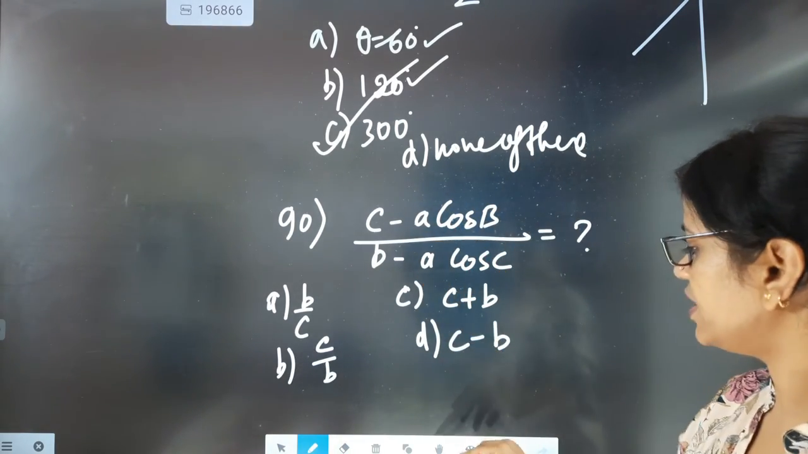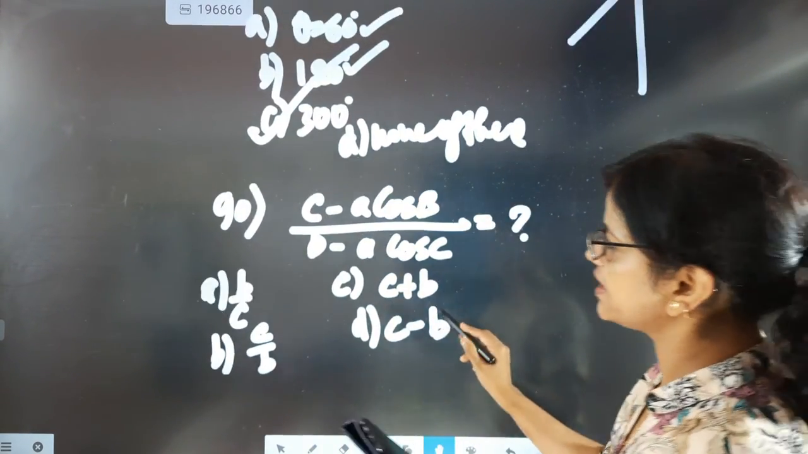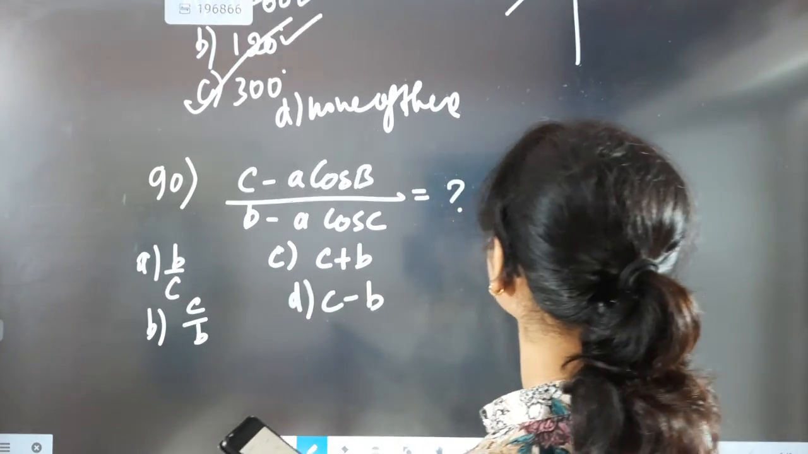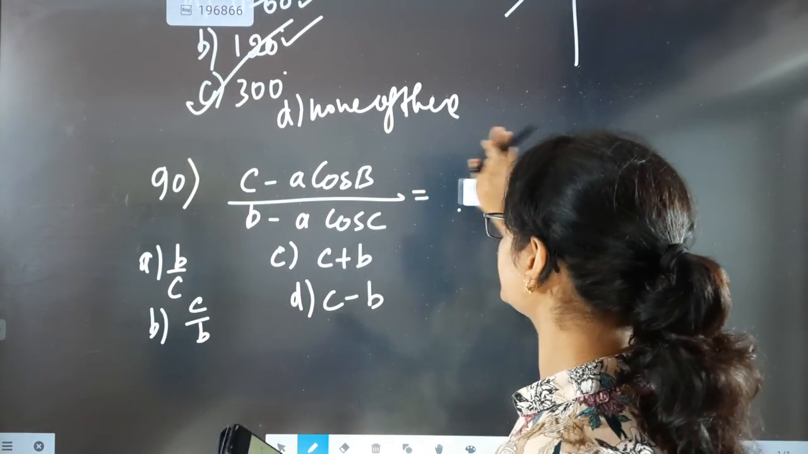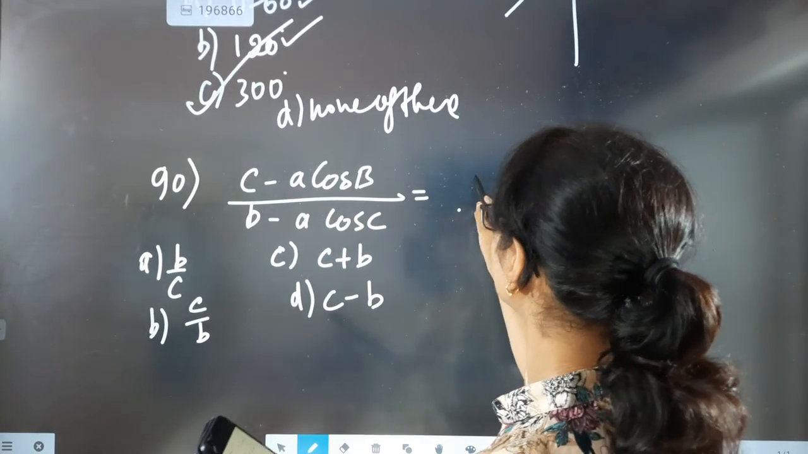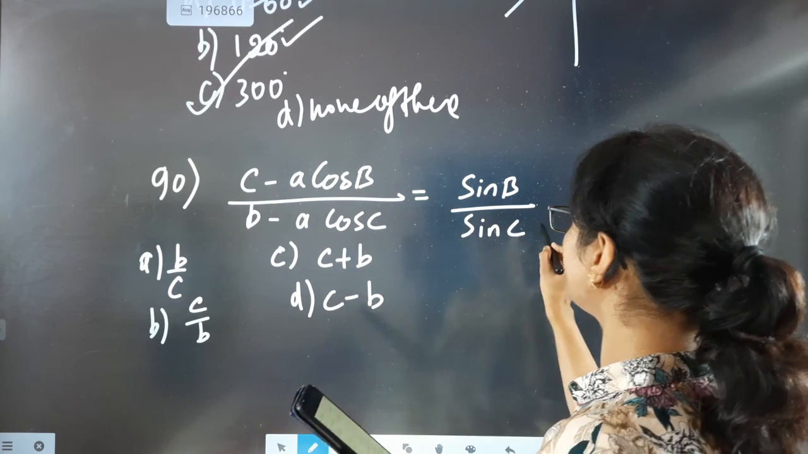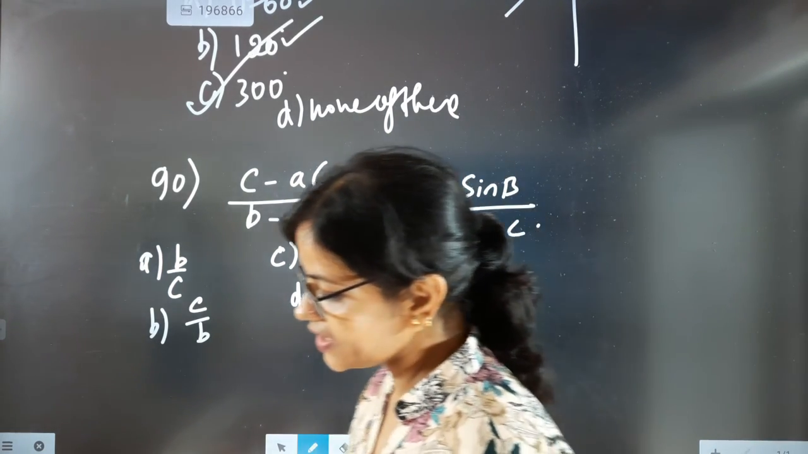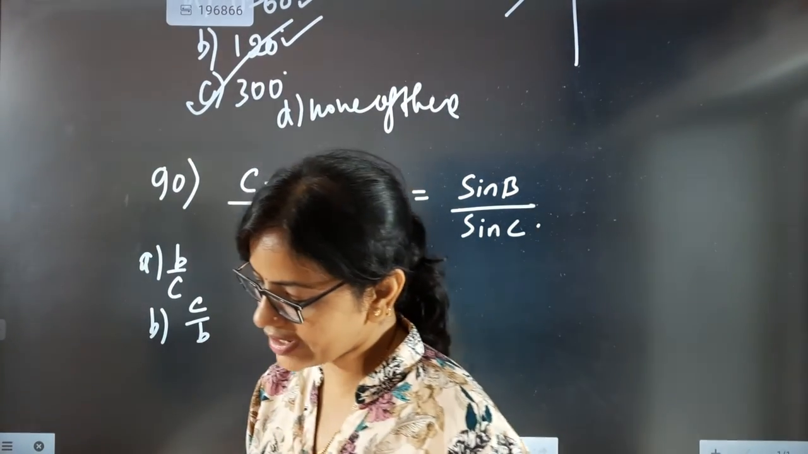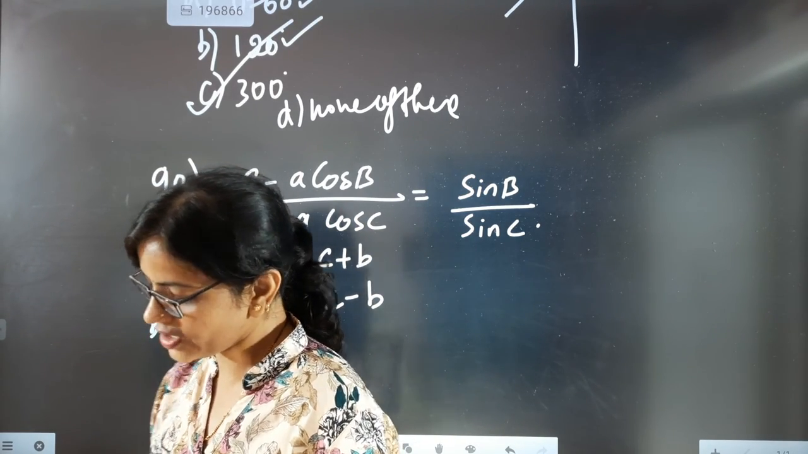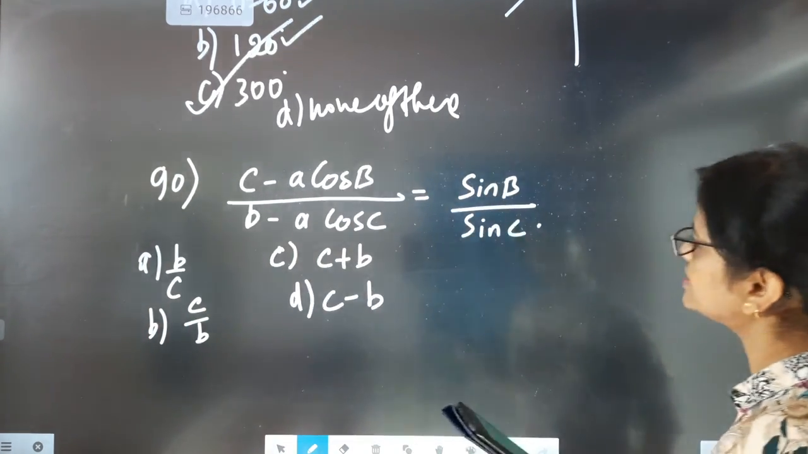So this direct formula is there, and the answer will be exactly coming as sin B. C minus A cos B is nothing but sin B, and the other part will be coming as sin C. So one direct formula is there, that is exactly going to be sin B and sin C.